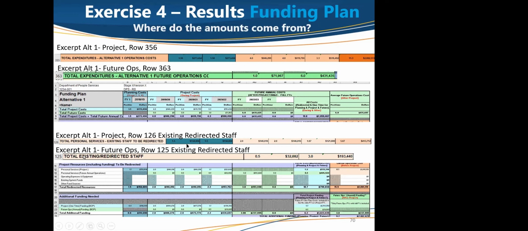And then also for redirected staff, the same thing, where it comes from that Alt 1 project or Alt future ops, rows 126 and 125. If you did a comparison, they would match. So this is here so that if you ever had a question, where does that number come from, you could look back here and find that.